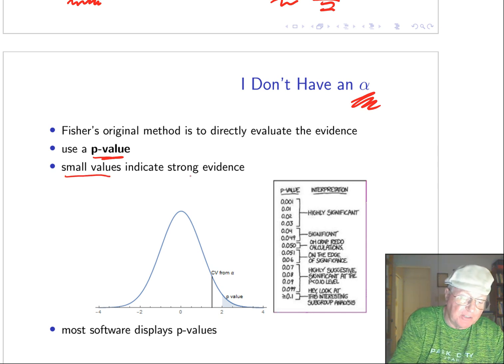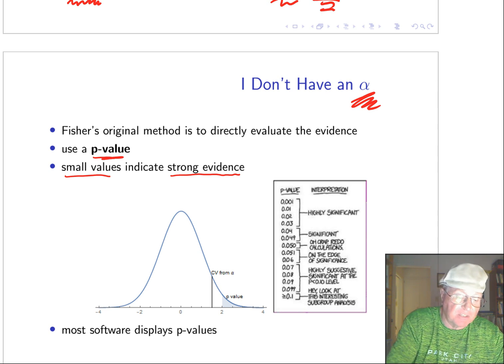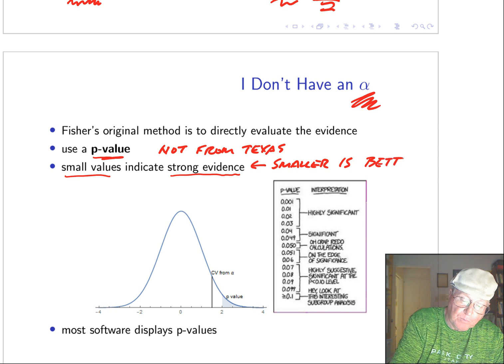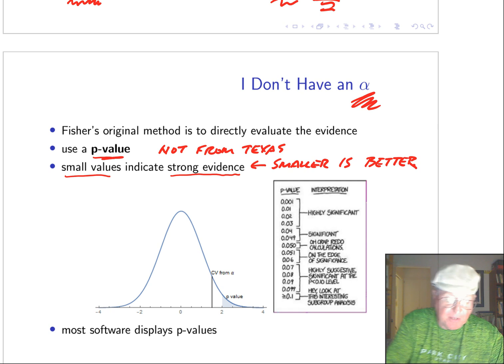Small p-values indicate strong evidence. Okay? Obviously, p-values are not from Texas. Because in Texas, everything that's big is better, and with p-values smaller is better. So we're going to reject when we have a very, very small p-value.